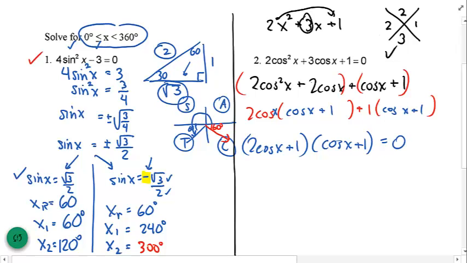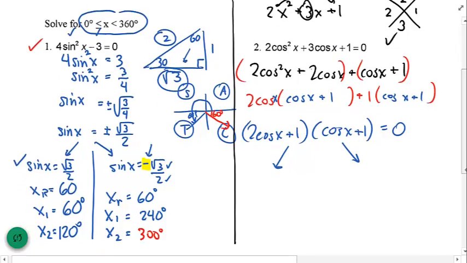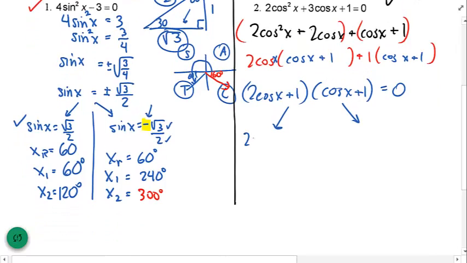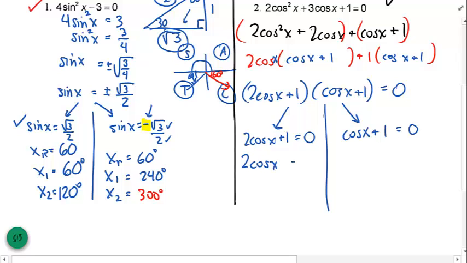And now I have a product of two terms that equals 0, which sends me in two directions like it did before, where I set each individual term equal to 0. Oops, I jumped the gun here. I really wanted to just do cosine of x plus 1 equals 0. So now I have two separate linear trig equations. I'm just going to rewrite this. I'm going to solve for x.